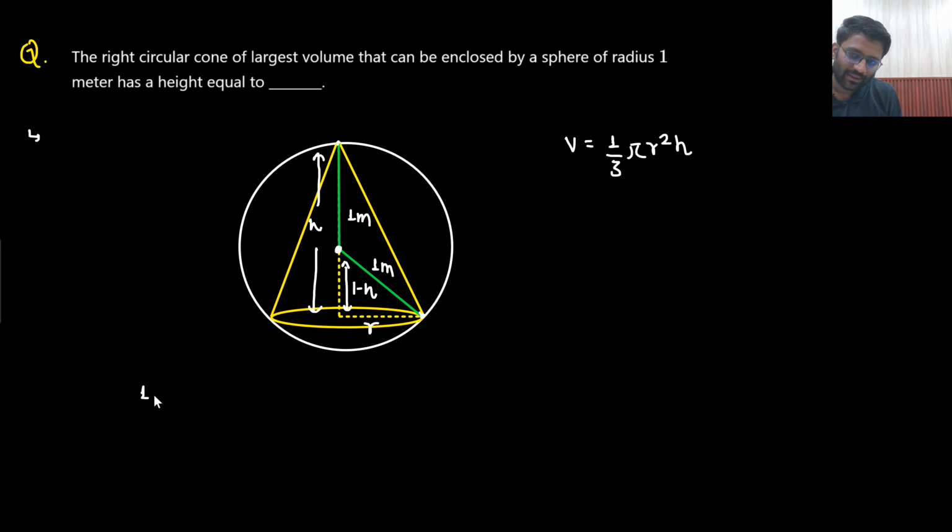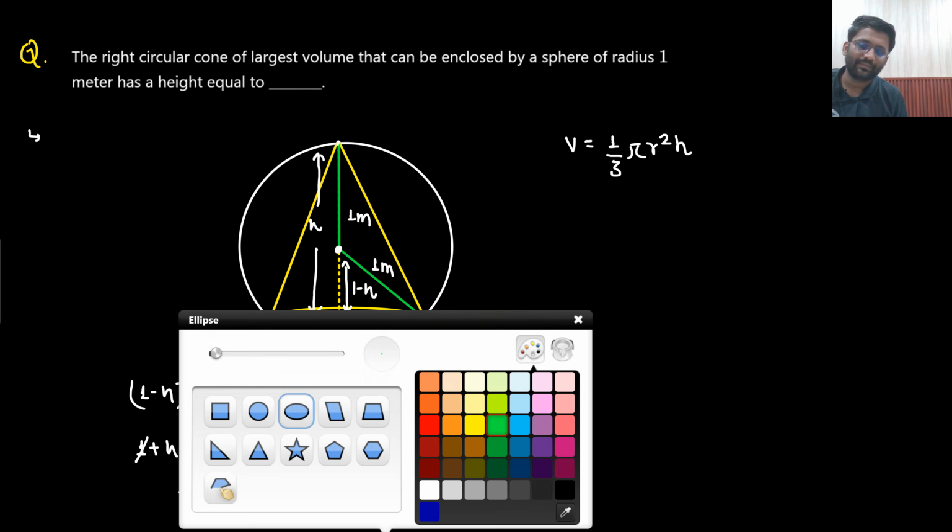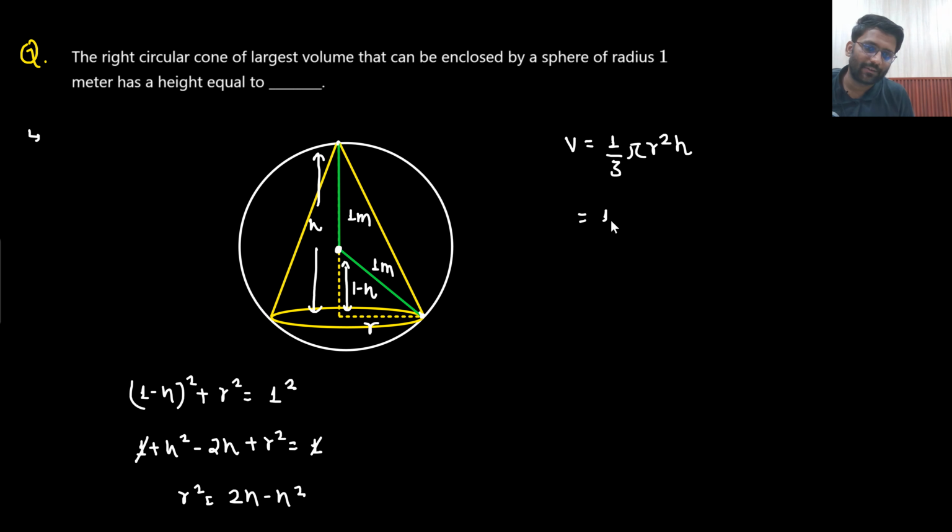Now what do I know? 1 minus h whole square plus r square will be equal to 1 square. So 1 square plus h square minus 2h plus r square will be equal to 1. Now in place of r square, I can replace 2h minus h square. So V equals 1 by 3 pi, in place of r square you put 2h minus h square, multiplied with h. This is the volume V. We need to find the value of height only.